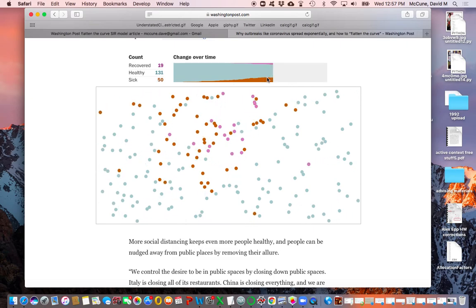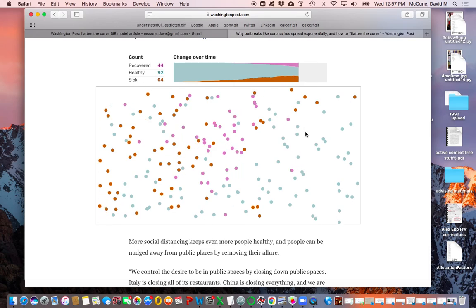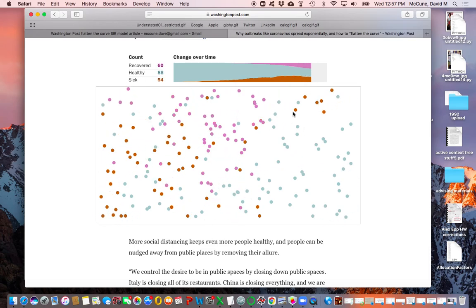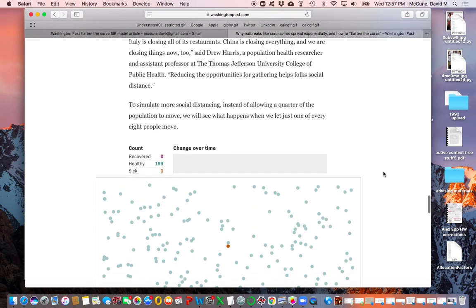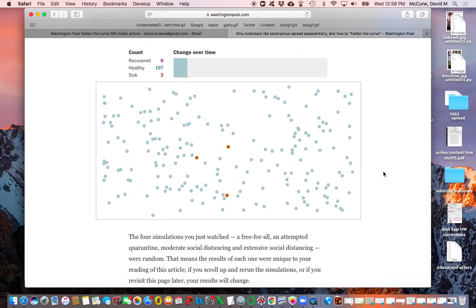So flattening the curve was a term we used a year ago. That's what you're seeing here, right? The curve is getting flattened. People are still getting sick, but not nearly at the rate they used to be. And I think they have one more. Yeah, so here's more social distancing. Now there are fewer people moving around. See this orange curve, this number is not rising very quickly. So this curve is not rising very quickly.